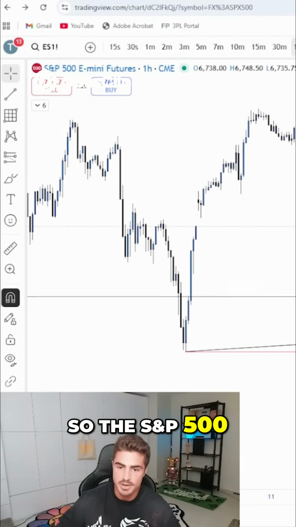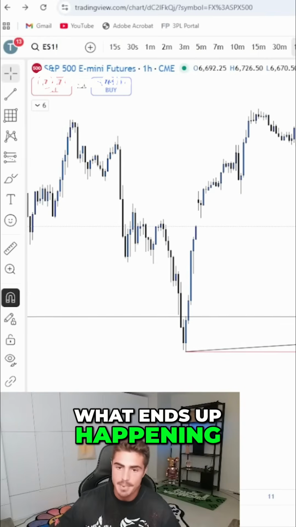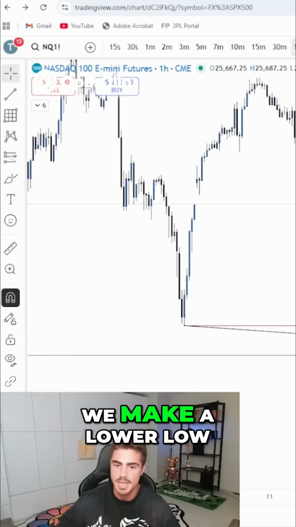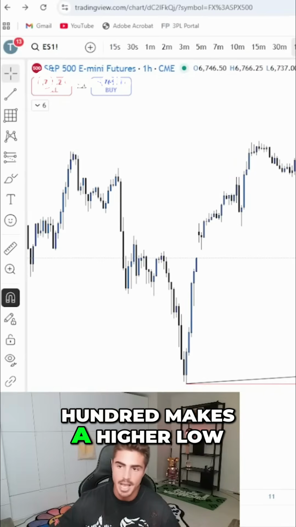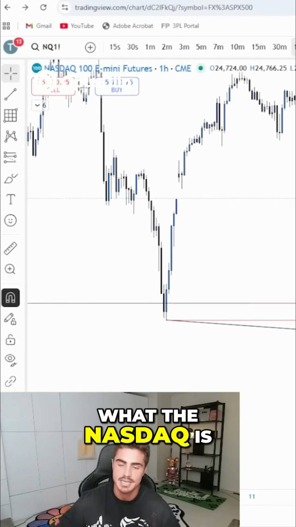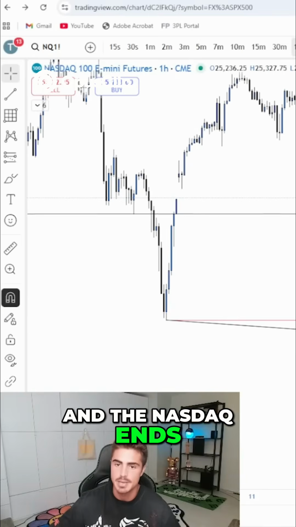So the S&P 500, we put in this low. What ends up happening? We end up pushing higher. On NASDAQ, we push underneath this low. We make a lower low while the S&P 500 makes a higher low. The S&P 500 in turn tells us what the NASDAQ is going to do, and the NASDAQ ends up pushing higher.